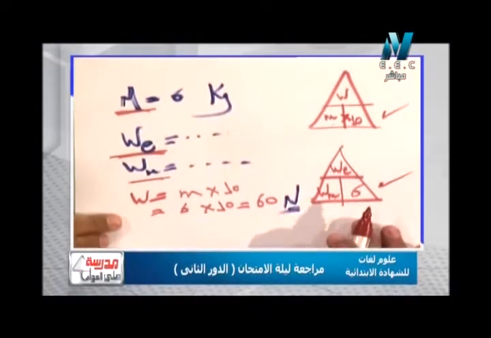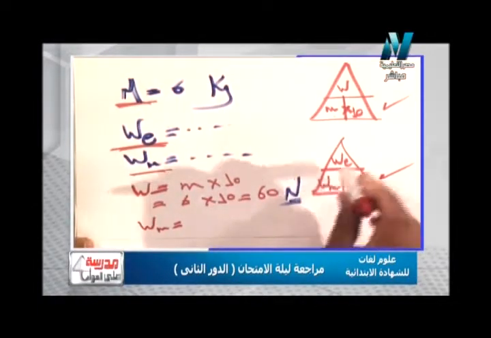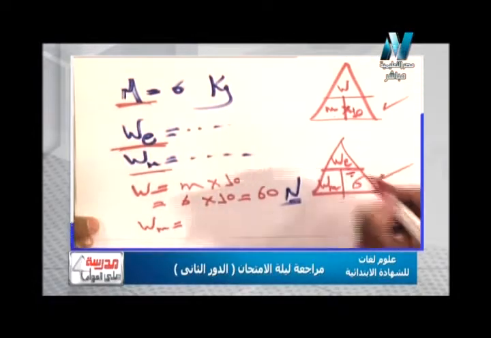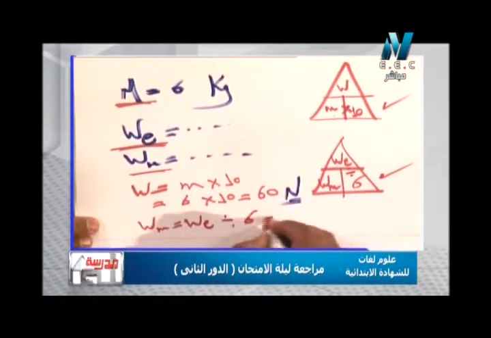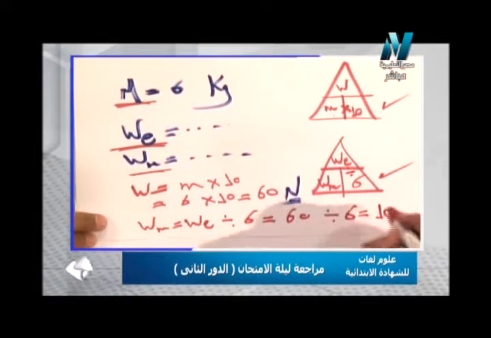So what about the second demand in the problem? I want the weight on the Moon. Here I have weight on the Earth and mass, and I want weight on the Moon. Which triangle will I use? Surely the one with weight on the Moon, the second triangle. Weight on the Moon equals weight on the Earth divided by 6. Surely it will be 60 Newton divided by 6, so it will be 10. 10 Newton, because any weight is measured in Newton, not in kilogram.